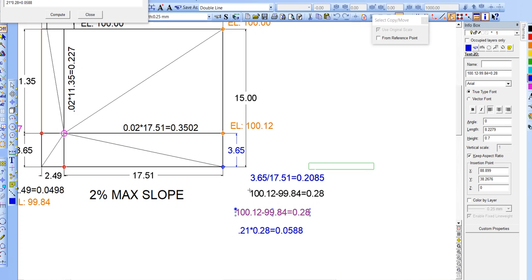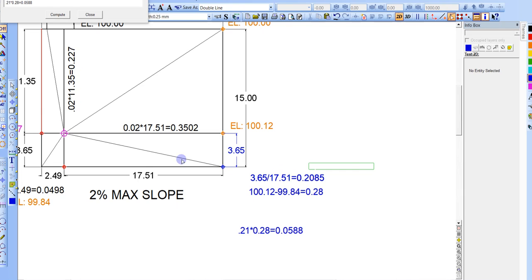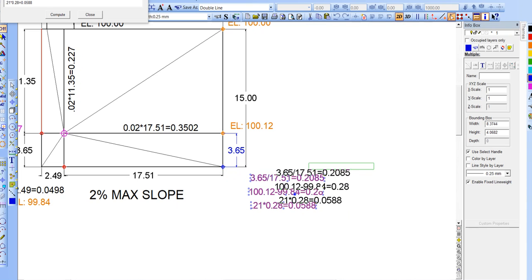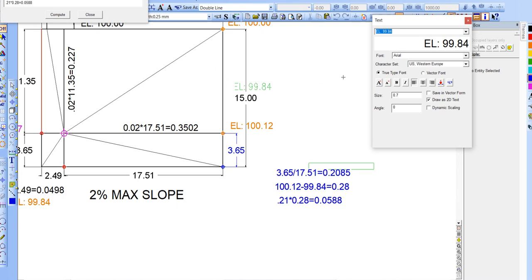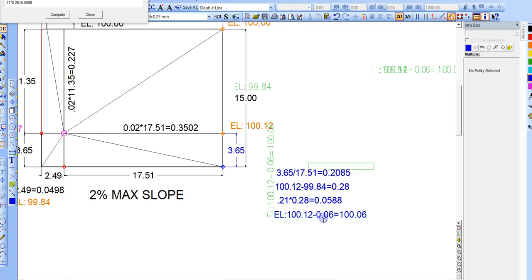So these should probably go in this order, right? So we calculate the ratio of the length of the legs, then we calculate the total height, and then we multiply that ratio times the height, and we get 0.05. So we'd be going 0.06 from here to here. So the elevation of this one, T, EL, 100.12 minus 0.06. Equals, that would be 100.06. Alright, okay, so there you go.